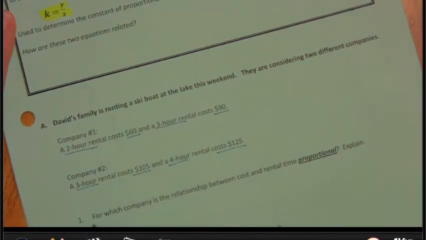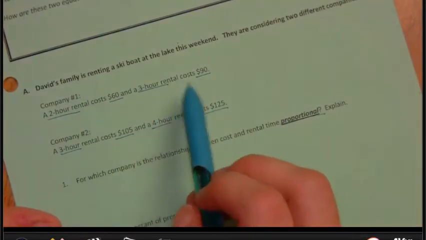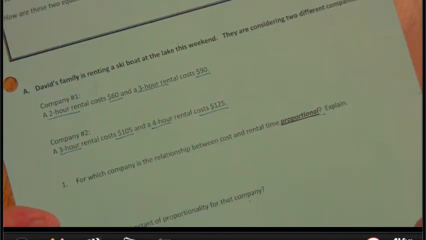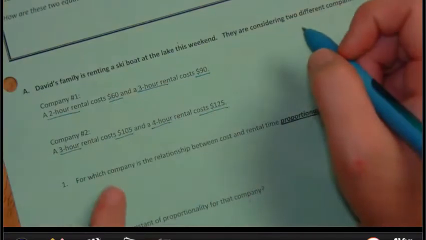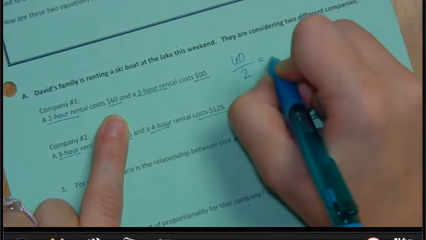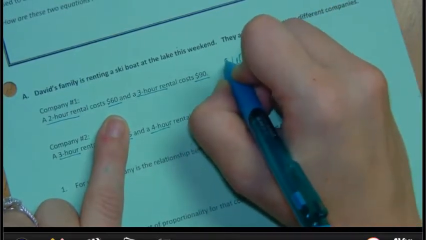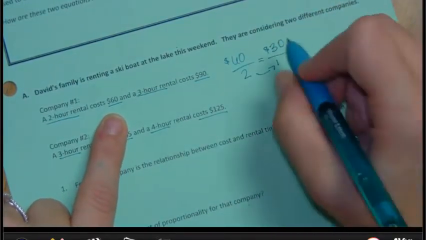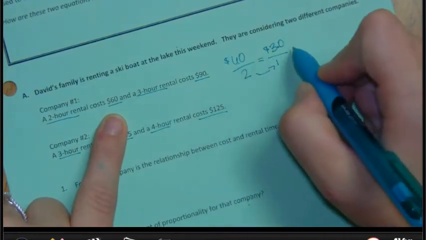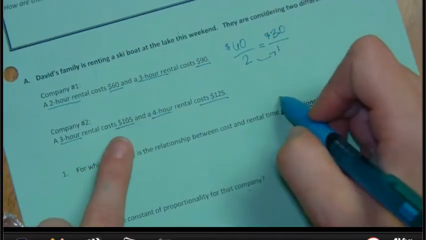Okay. So question one is asking which company the relationship between the cost and rental time is proportional for, and explain. Well, to be proportional, that means I have to spend the same amount per hour. So let's take a look here. For this company, I'm spending $60 in 2 hours. So for 1 hour, I'm going to spend $30, because all I did was decrease it by 2, meaning that I should spend $30 for every single hour that I have. Well, 30 times 2 is 60. 30 times 3 is 90. Okay, so company one seems to be pretty good.